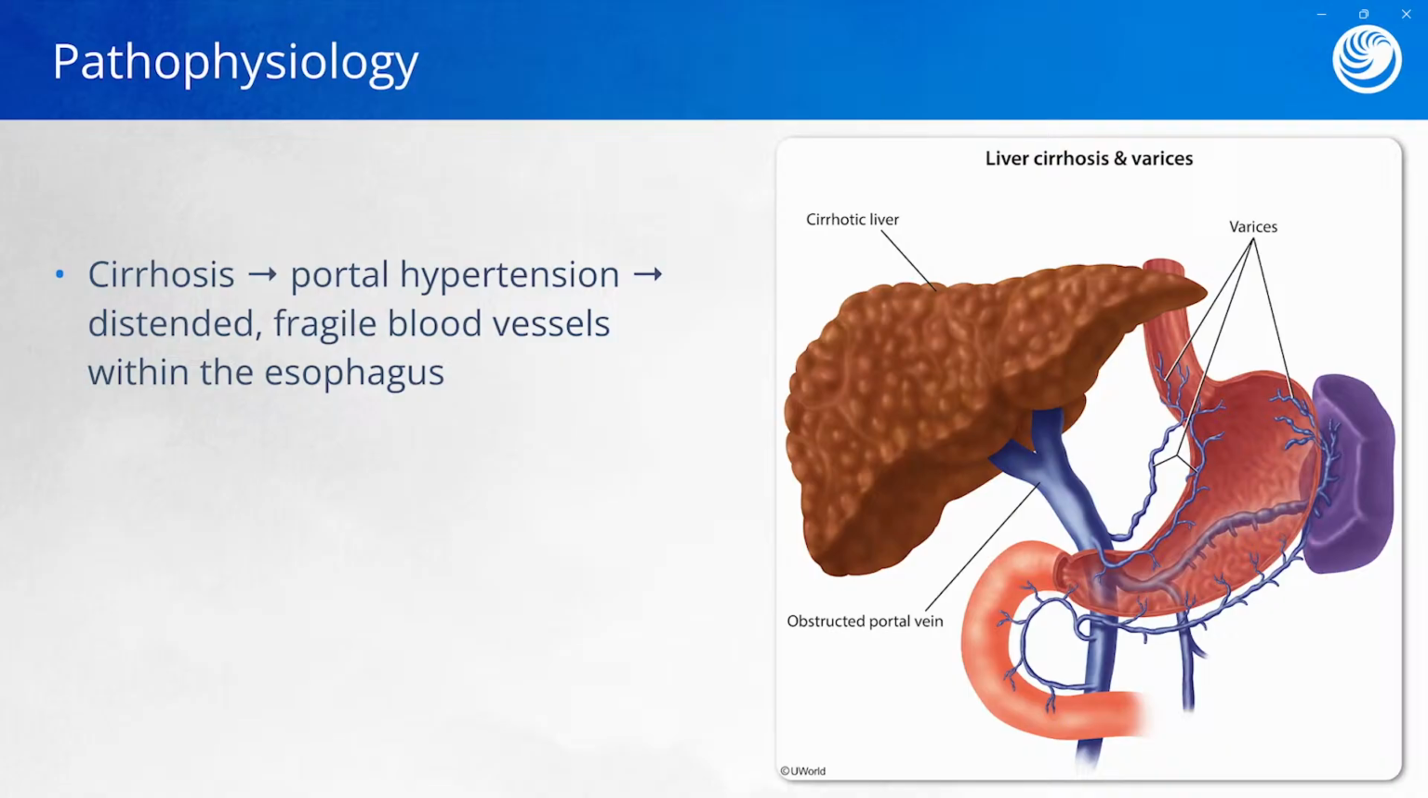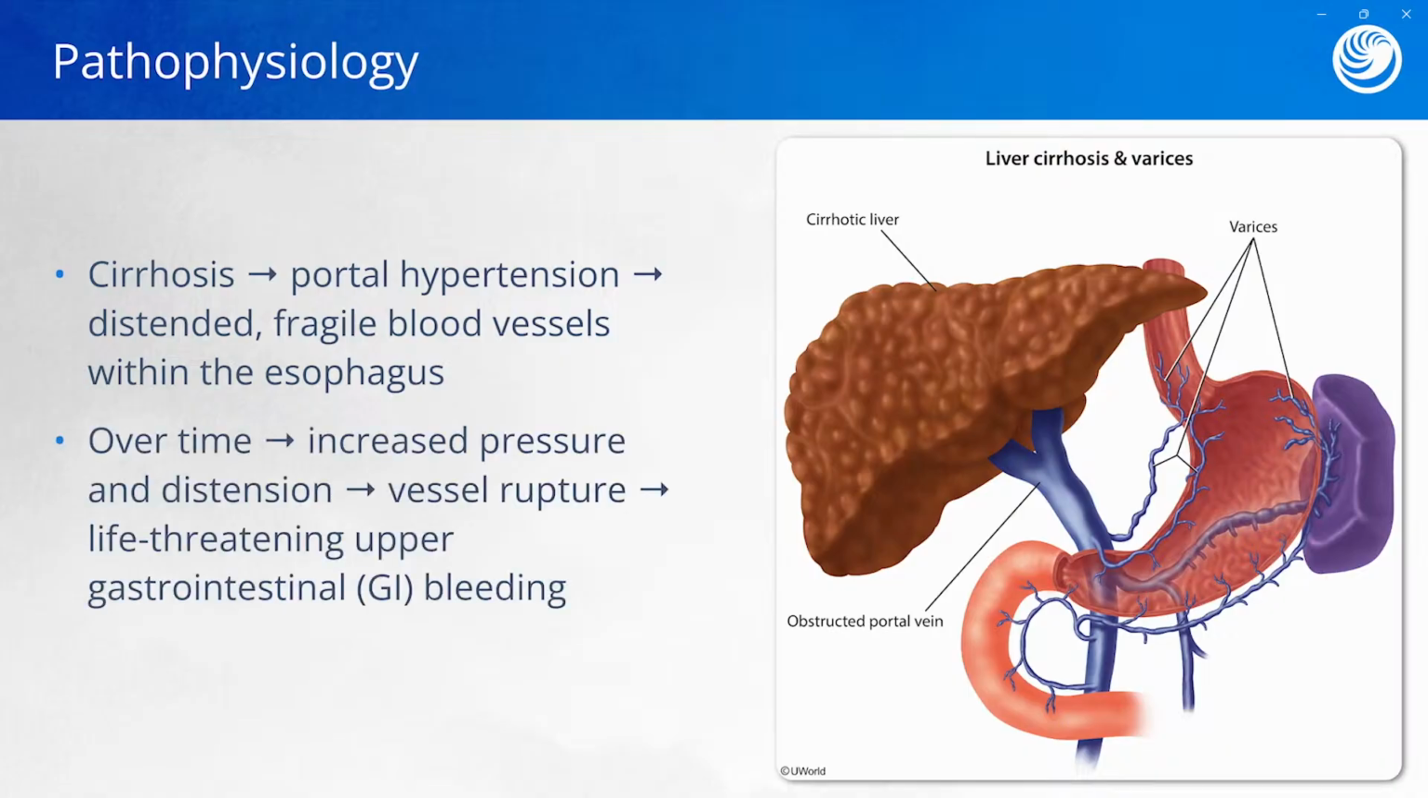As this pressure builds and increases within these veins, they can become more and more distended and fragile, and they can eventually rupture, which can lead to significant life-threatening upper gastrointestinal bleeding or hemorrhage.